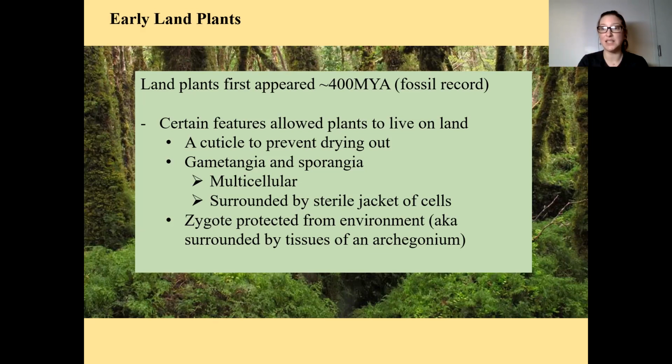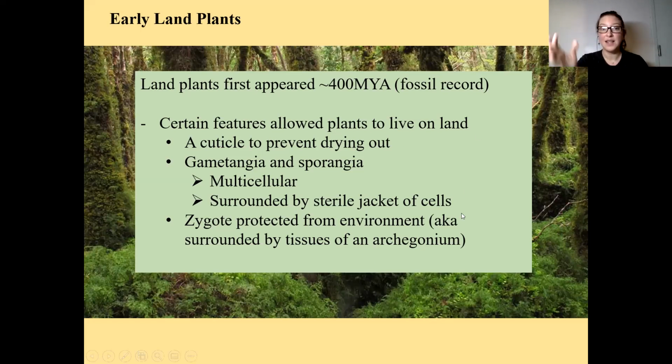So basically, gamete-producing things that were multicellular and spore-producing things that were multicellular, and both of those things also surrounded by a sterile jacket of cells. So the idea is that in the water they were single cellular, and in the water they were not surrounded by a sterile jacket of cells, right? Often they would just be floating around in the water.